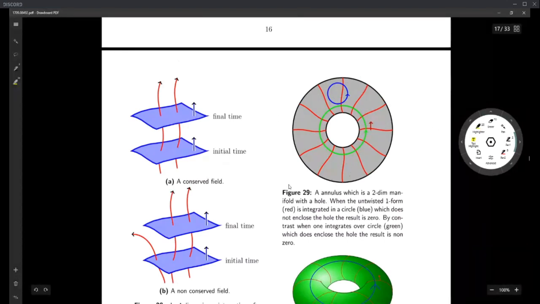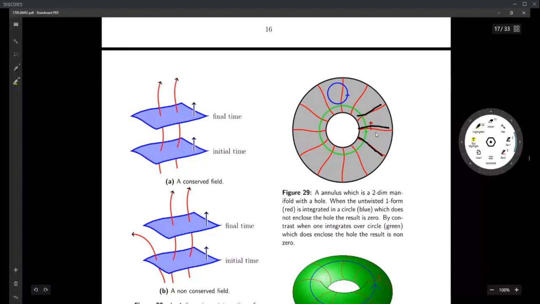So we have an annulus here. Let us visualize this. What do all these lines and gibberish mean? This line here is a form. This is a one form. This is a closed one form because we see that it goes around and closes in on itself.